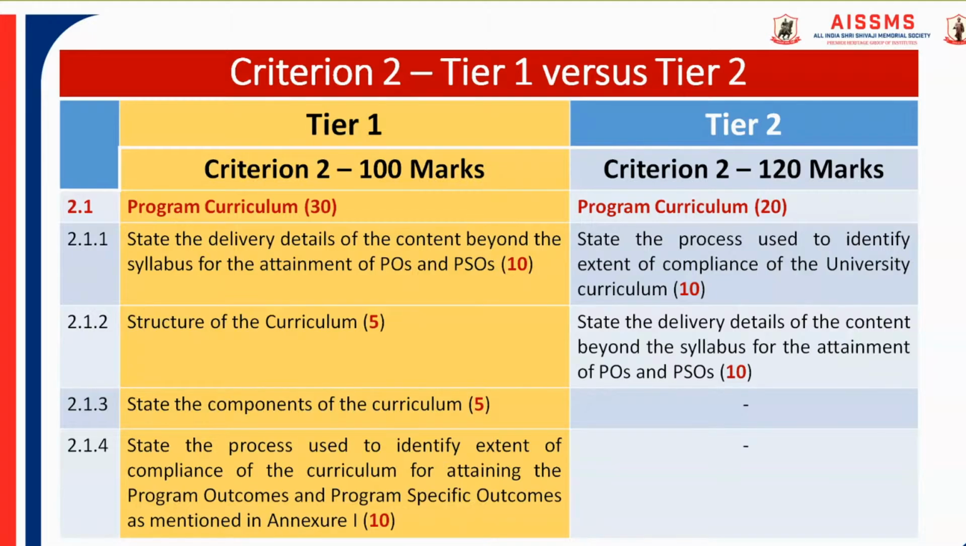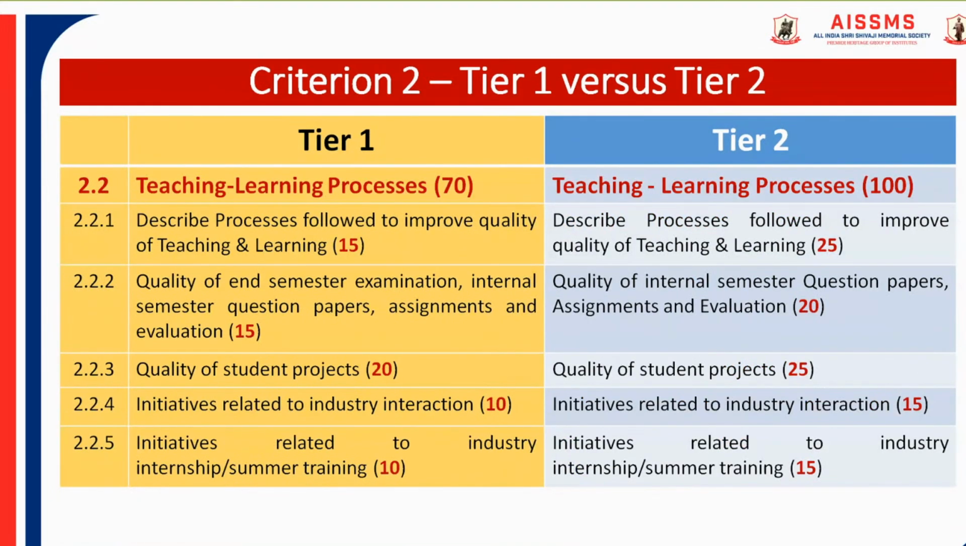Moving on to the next, I won't go into the details, but the second part is the teaching learning process. For tier 1, it is 70 marks, and for tier 2 it is again similar. In this we describe processes followed to improve quality of teaching learning, quality of end semester examination, quality of student projects, and initiatives related to industry. I won't go into the details of this slide. It is just for continuity for the next session also.